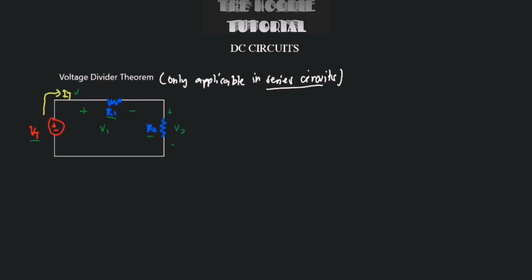So how do we find V1? Using the voltage divider theorem, V1 is just equal to the voltage source, VT, multiplied by that resistor R1, and then divided by the total resistance. The same goes for V2. We can use VT multiplied by, of course, R2, and then divided by RT. We can also have V3 equal to VT multiplied by R3 over RT if there is another resistor connected in series right here. So this would be the voltage divider theorem that we are going to use.